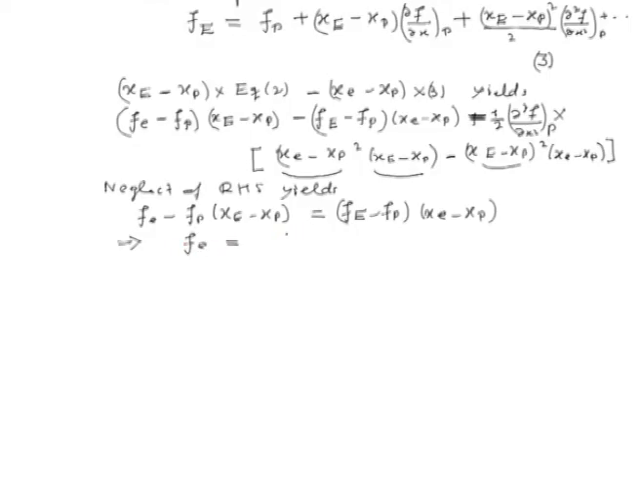equal to (xE minus xP) divided by (XE minus XP) times FE plus (1 minus (xE minus xP) divided by (capital XE minus capital XP)) times FP.